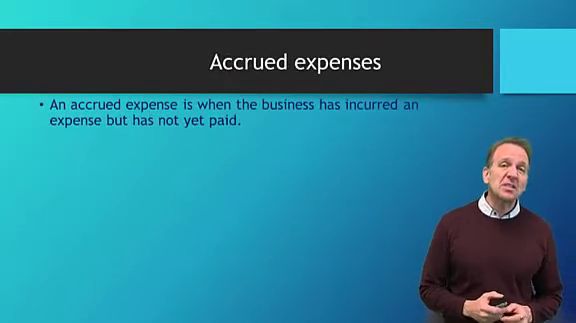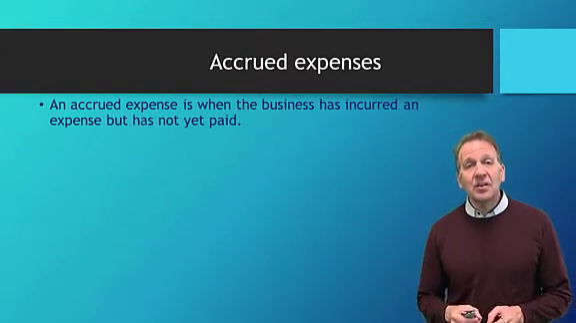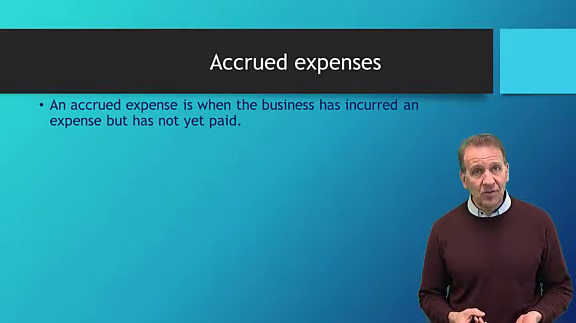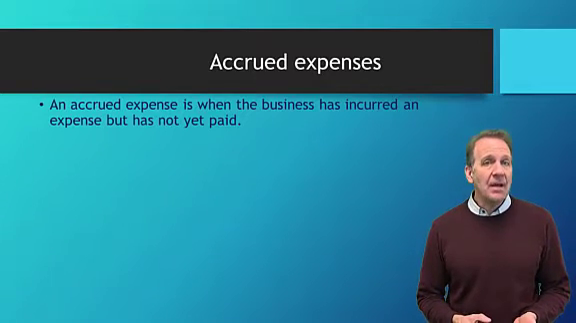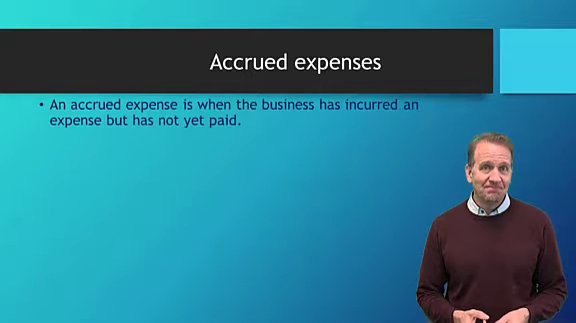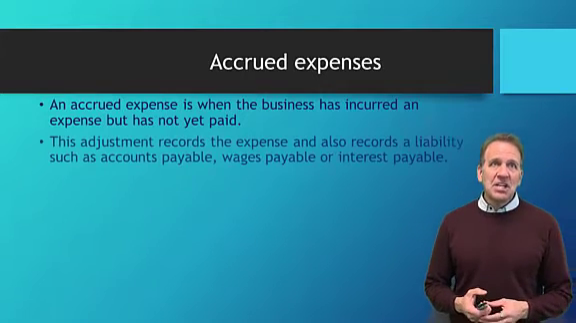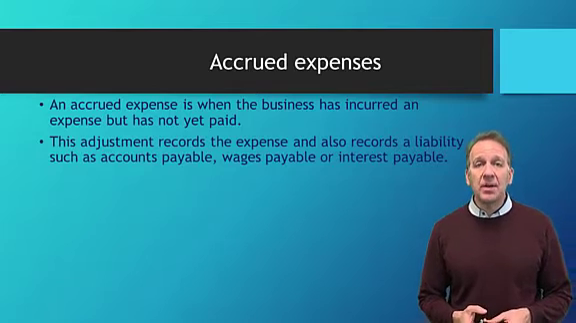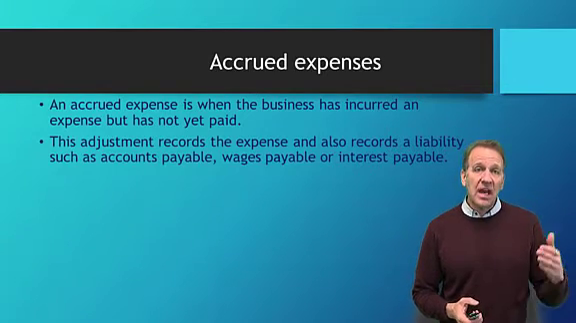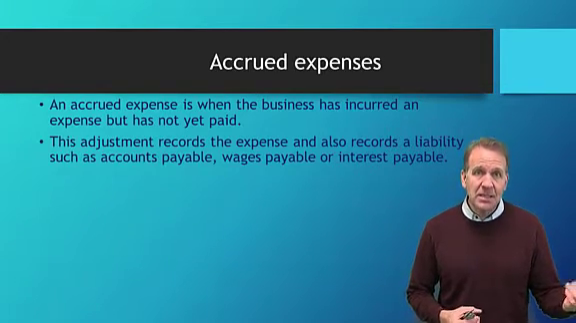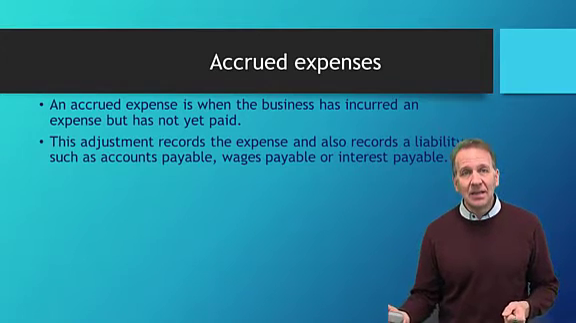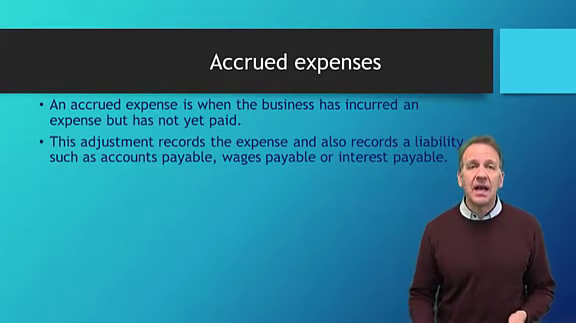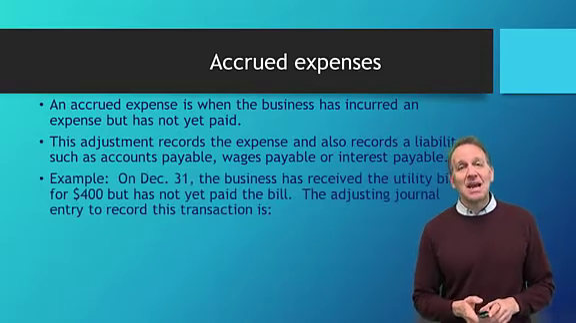An accrued expense is when a business has incurred the expense, so it's happened, but they haven't paid for it yet. The adjustment will record an expense, and it will also record a liability at the same time. So it's going to record that we have the expense, but that we owe money to somebody. We haven't paid it yet. Let's look at this example.